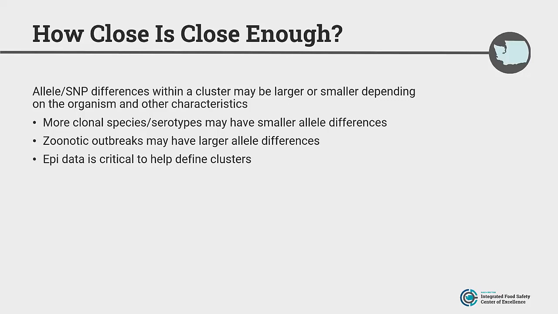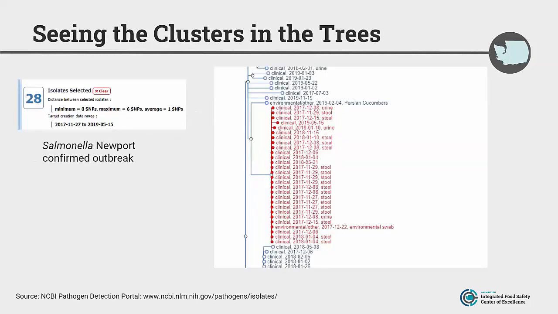We see this a lot with Salmonella enteritidis, where it's very clonal and tends to have a very tight allele difference or SNP difference between isolates. Zoonotic outbreaks may have larger allele or SNP differences. We've seen this often in the live poultry outbreaks. And the epidata and environmental health and traceback data is critical to help define clusters and thresholds.